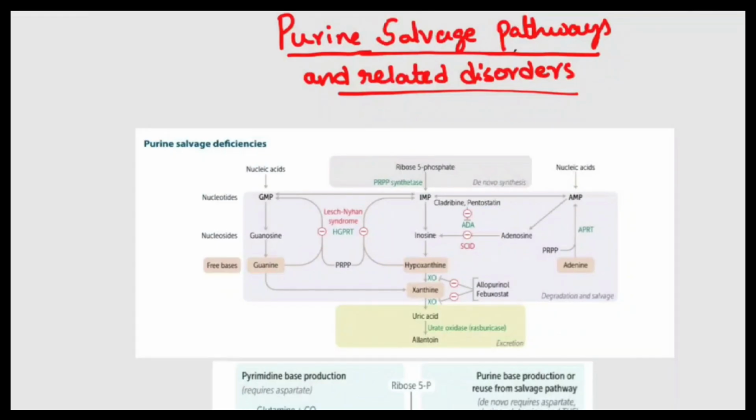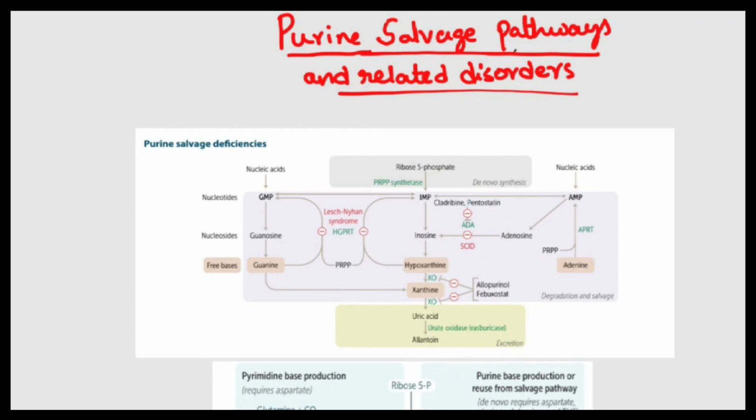The salvage pathway actually involves conversion of nucleotides to free bases and again conversion of free bases to their respective nucleotides. So, the nucleotides like GMP, IMP, and AMP are converted to their respective free bases like guanine, hypoxanthine, adenine, and then they are recycled back to nucleotides and incorporated into the DNA. So, how does this process take place?